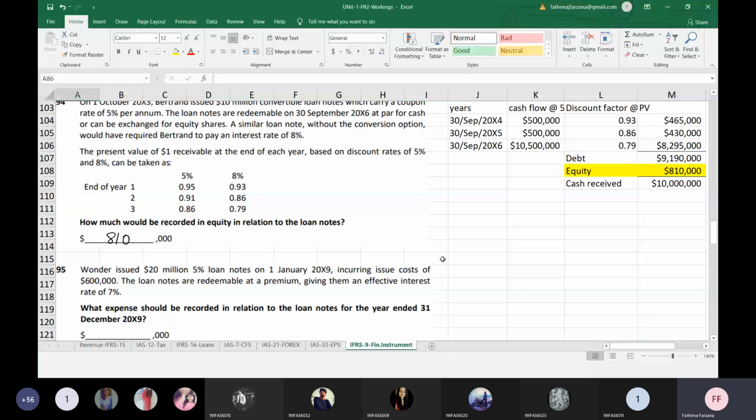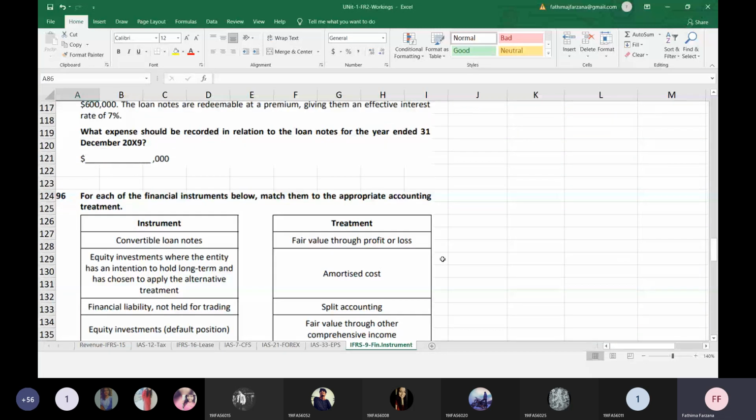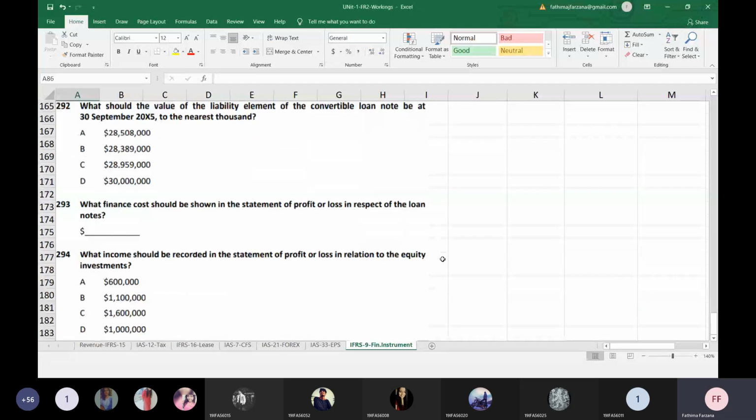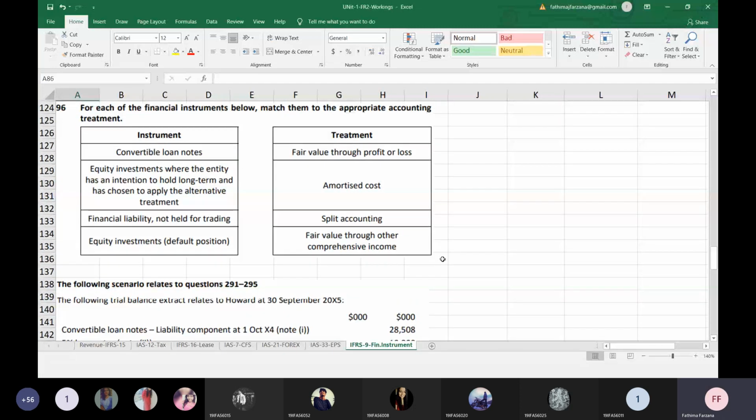Okay. So what are the problems left out? 95, 96 and the constructive based ones. That's it. Okay, fine. So next class, I'll be finishing this chapter.